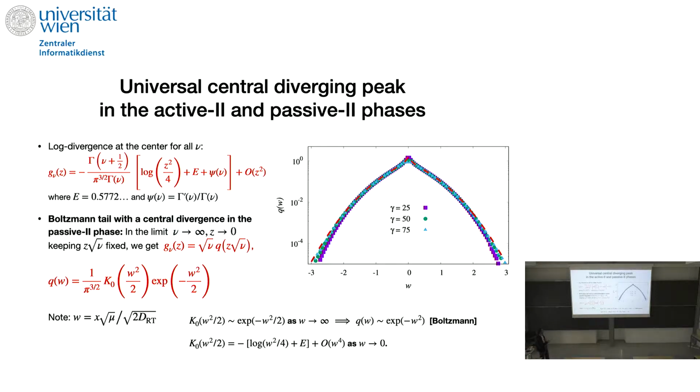If you look at the scaling functions, this is exactly given by this, and you see that the tail in the passive case is still Boltzmann. But if you look at the peak, it's accompanied by a logarithmically diverging peak at the center. So this distinguishes these two active and passive phases from your regular active and passive phases.